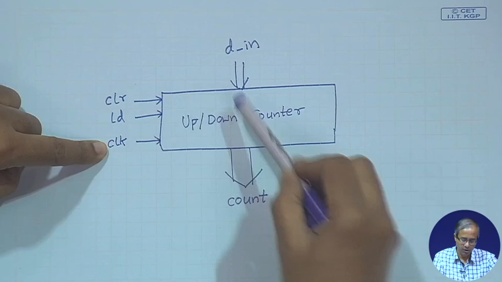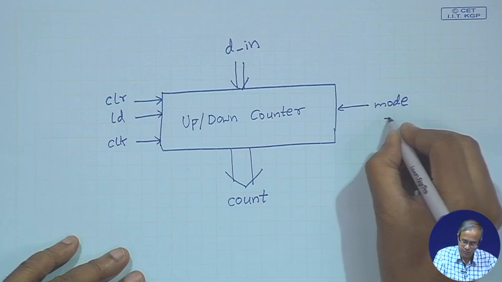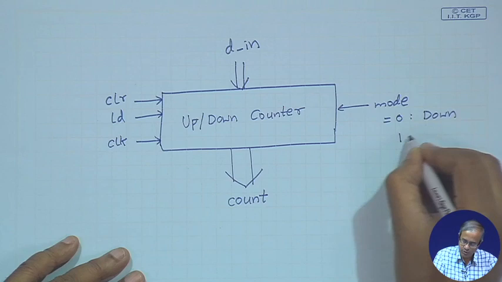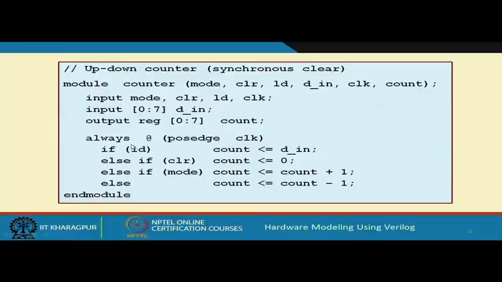And of course, there is another input called mode. Mode will tell whether I am going to count up or count down. If mode equal to 0, it means I want to count down. If mode equal to 1, it means I want to count up, right. This is the circuit which we want to design or model in Verilog. Let us see how we have done it.